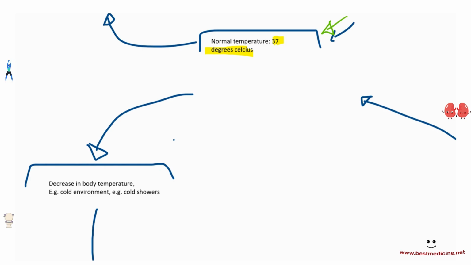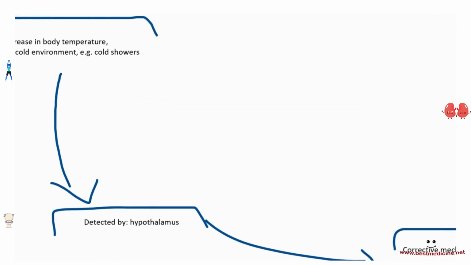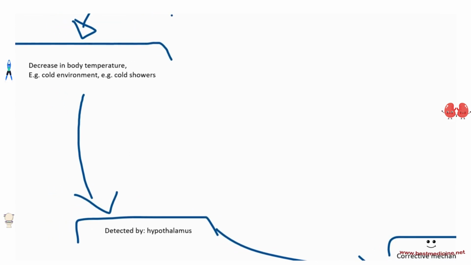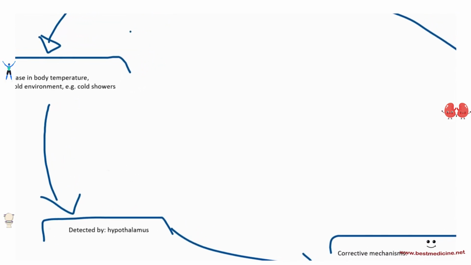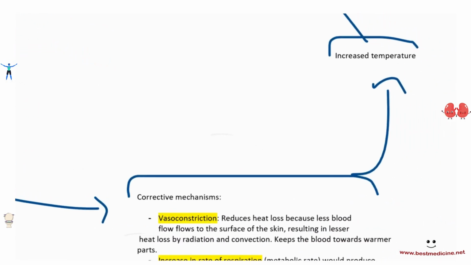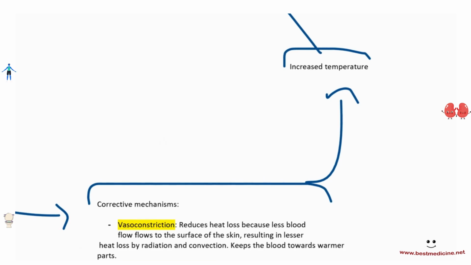And in the brain, again, we have what? We have thermoreceptors in the hypothalamus, right? Thermoreceptors in the hypothalamus will detect this and cause the brain to cause certain changes in the body. One of them is vasoconstriction, right? How does vasoconstriction help?